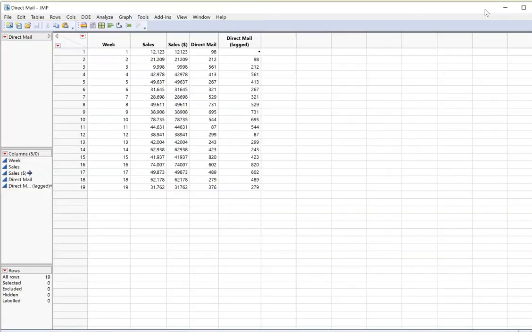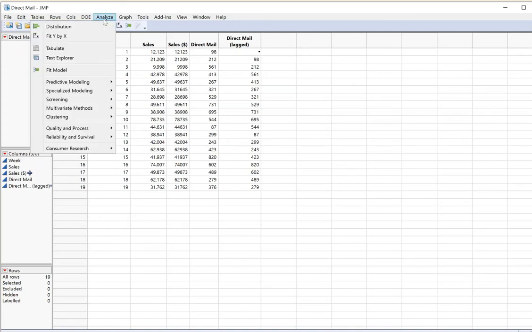So instead of using the direct mail column as it is, I'm going to use a lagged version of that variable. So basically the idea is that I think that this week's direct mail is going to impact next week's sales. So I want that direct mail number for week 1 to be lined up with the sales number for week 2. Okay, so that's what we mean when we have a lagged variable.